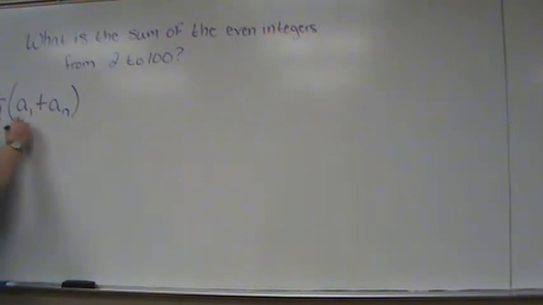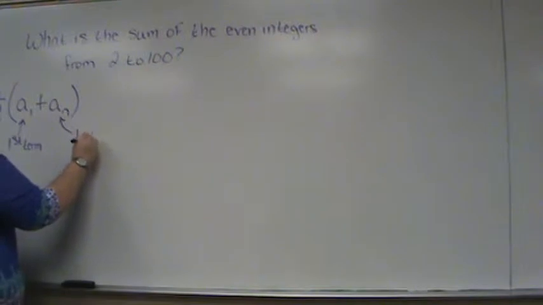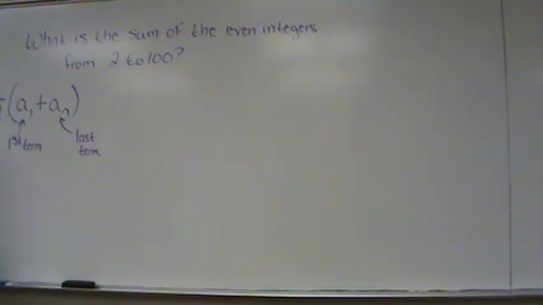What was this a1 value? It's our first term. And then what was our a sub n value? Our last term. So those were the three things that we needed to know in order to use this formula.